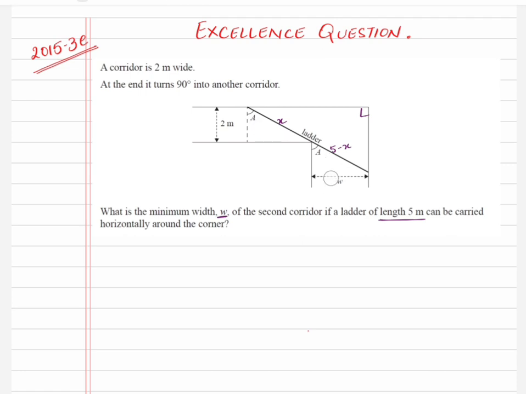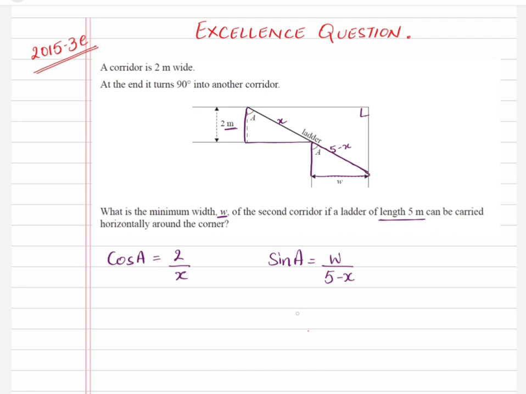So in this, now let's use SOHCAHTOA to find something. Let's see what we find. So in the first triangle here, we can say cos A is equal to adjacent, which is 2 meters, over the hypotenuse, which is X, right? In the second triangle here, we have sine A, opposite is W and hypotenuse is 5 minus X.